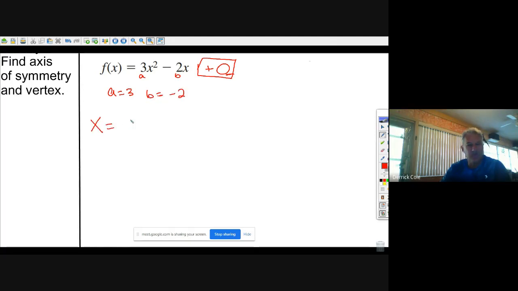So here's my formula. x equals -b over 2a. I have students in Algebra 2, when I was asking, hey, what's the axis of symmetry? x equals -b over 2a. I had at least 5 people that knew it.